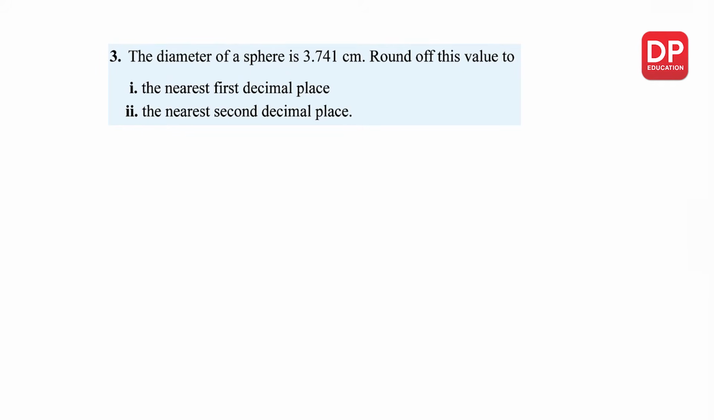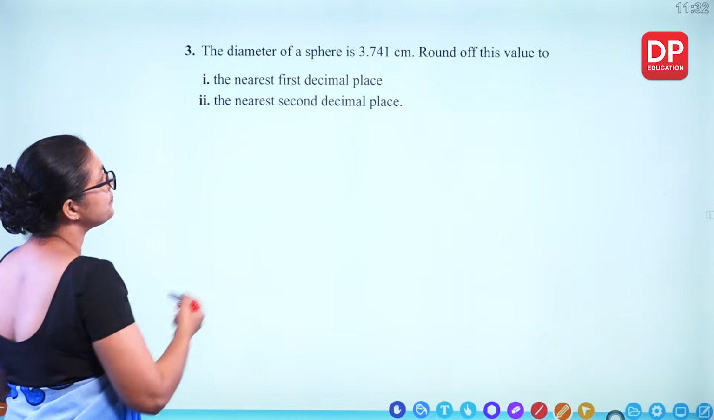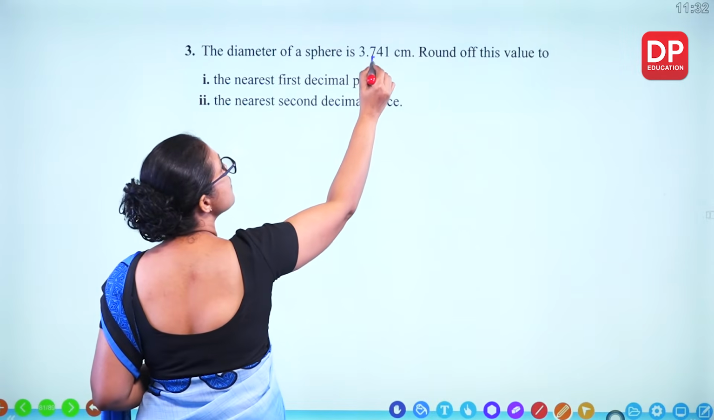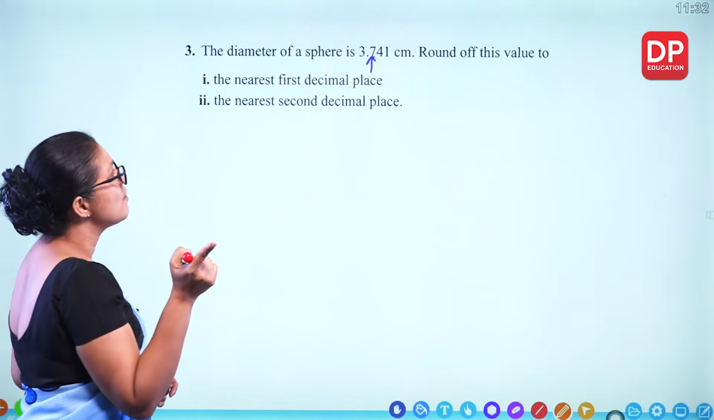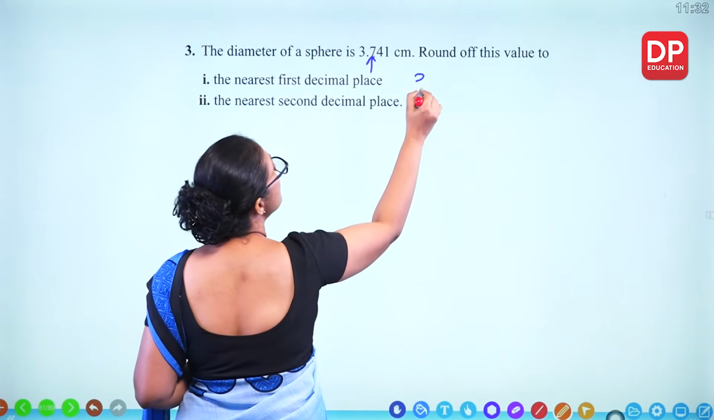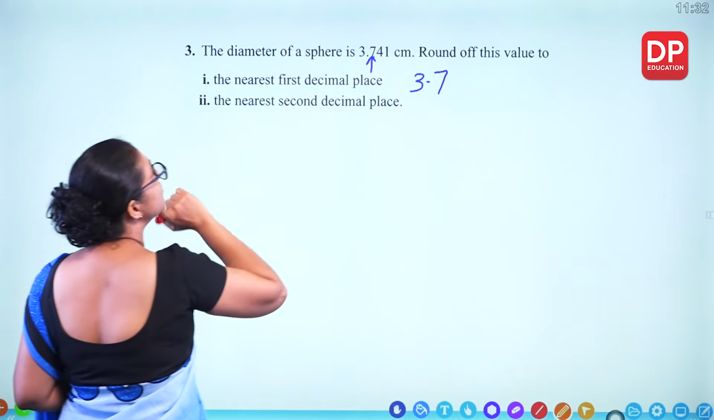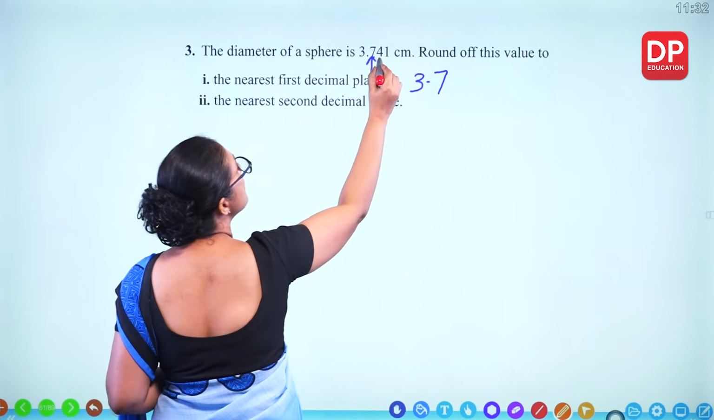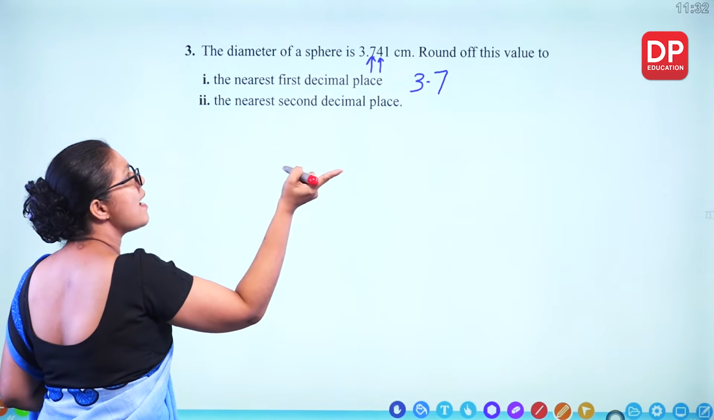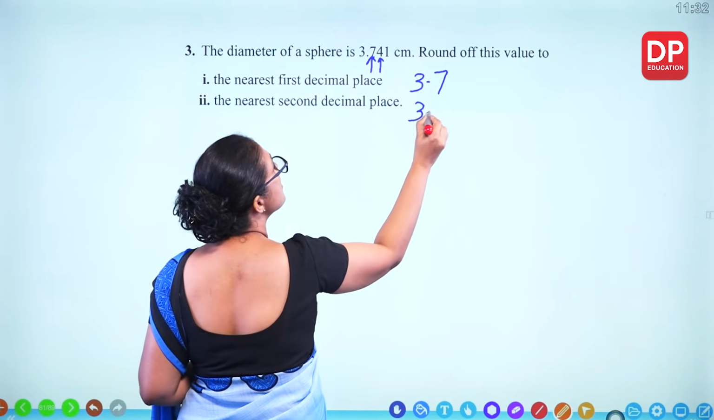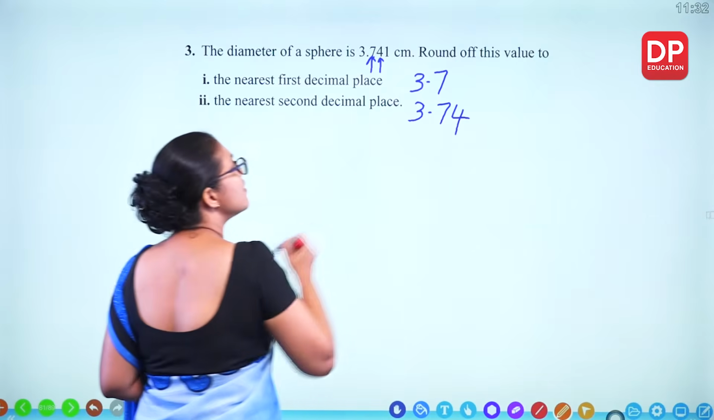Question number 3. The diameter of a sphere is 3.741. Round off this value to the nearest first decimal place. This is the first decimal place. The next digit is less than 5, so we don't add. 3.7. Second decimal place. This is the second decimal place. The next digit is less than 5, so we don't add it. 3.74.